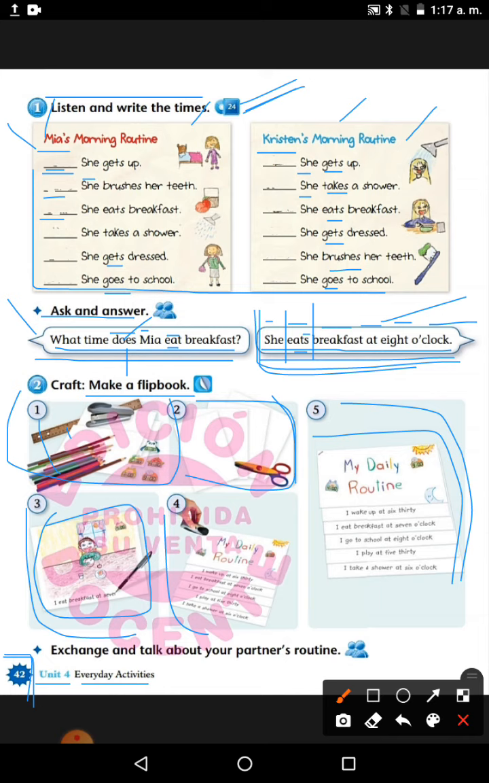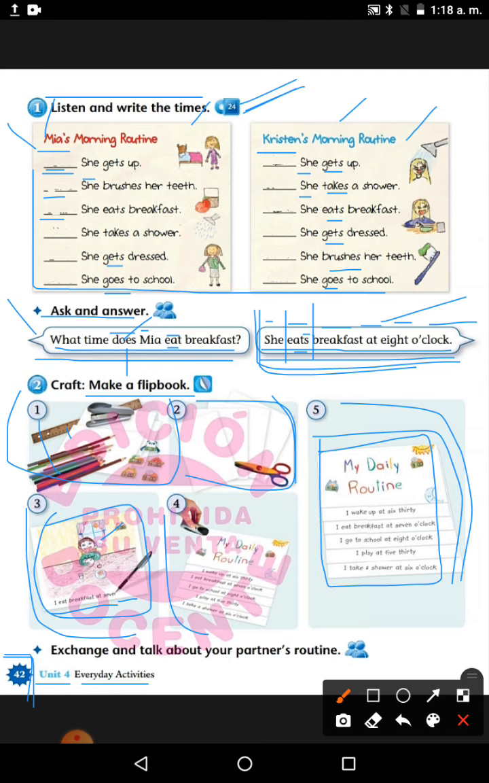Here you have an example. I eat breakfast at 7 o'clock. And here is the boy eating breakfast, okay? And this will be the cover of your flip book, okay?